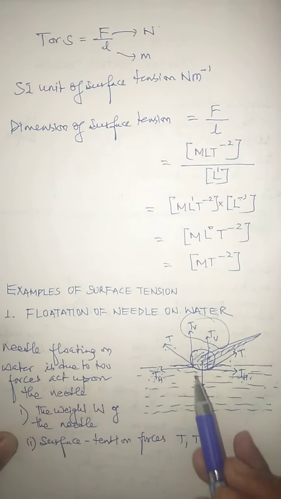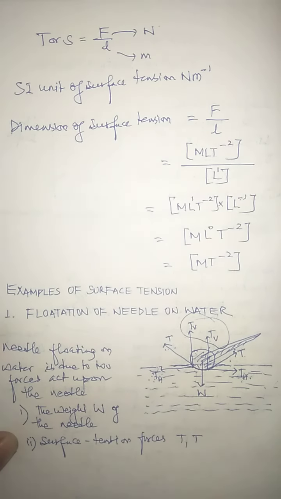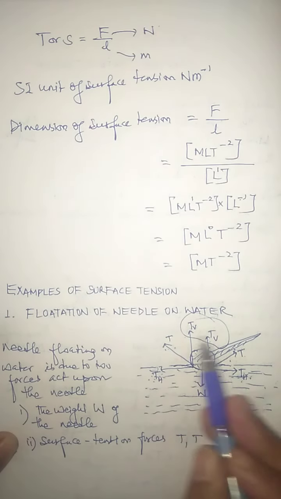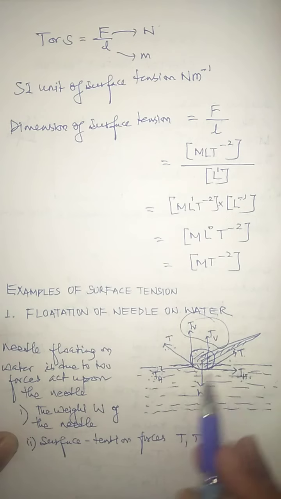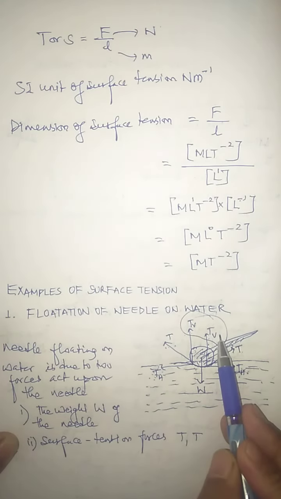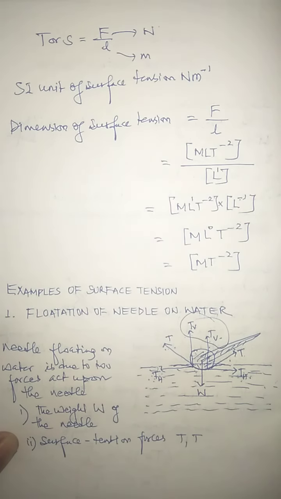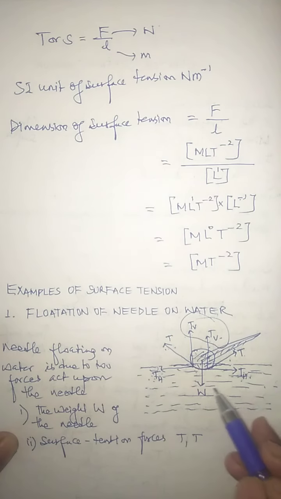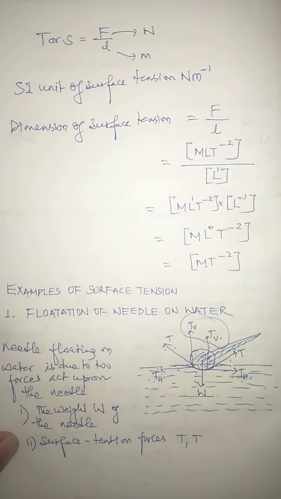And due to this vertical component of surface tension, it balances the weight of the needle. It's because the weight of the needle acts vertically downward, but the vertical component of surface tension acts vertically upward. So the addition of these two components of surface tension simply balances the weight of the needle. Therefore, we see this needle floating on the water.